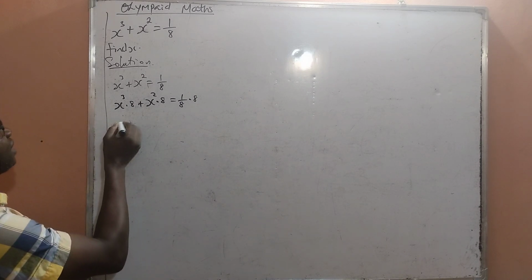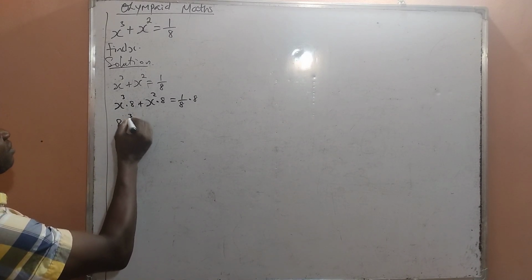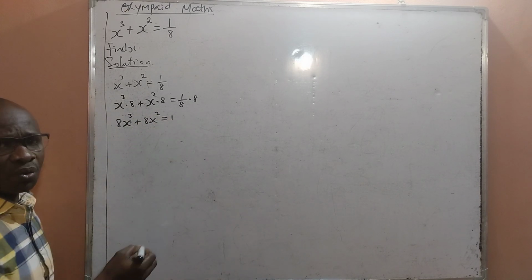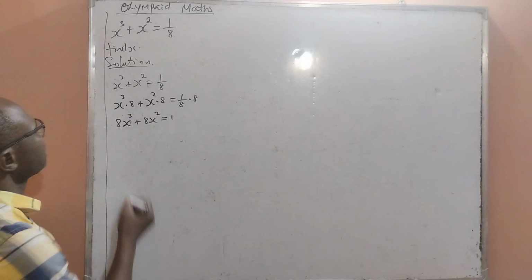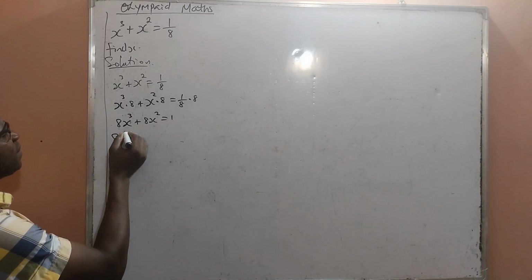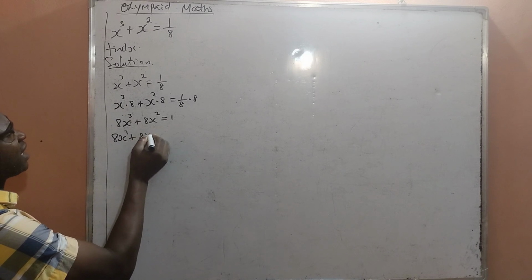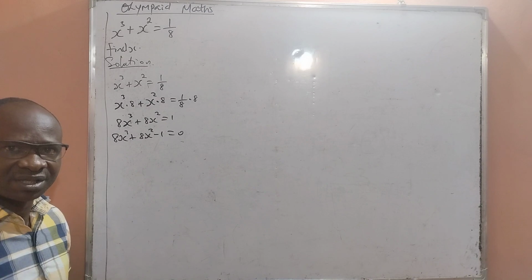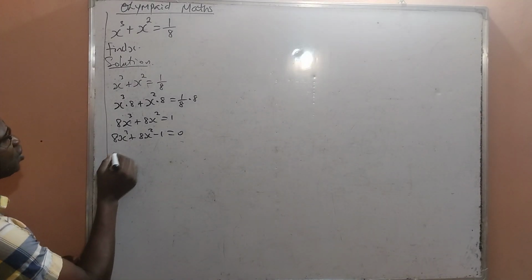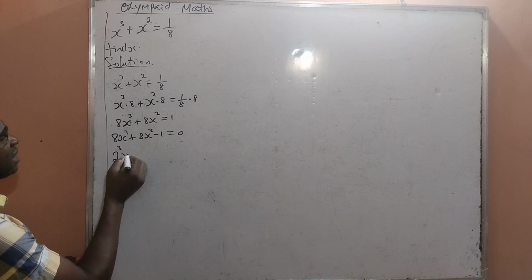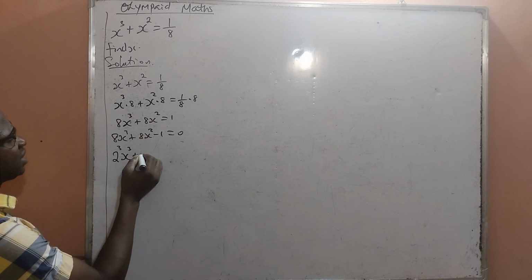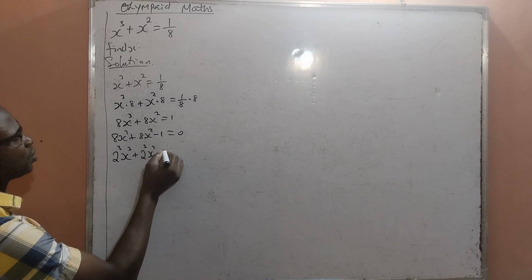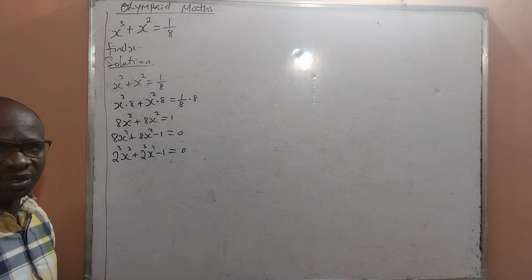When this happens, I will have 8x raised to the power 3 plus 8x raised to the power 2 is equal to 1. I can now move 1 from the right to the left to get 8x raised to the power 3 plus 8x raised to the power 2 minus 1 equal to 0. I can also express 8 as 2 raised to the power 3. That means 2 raised to the power 3 times x raised to the power 3 plus 2 raised to the power 3 multiplied by x raised to the power 2 minus 1 is equal to 0.